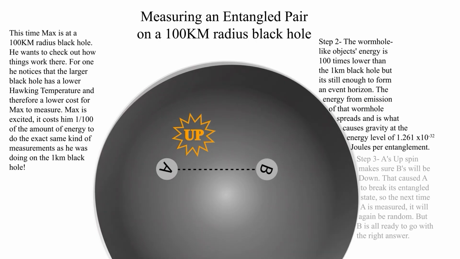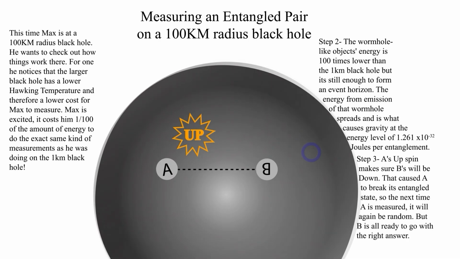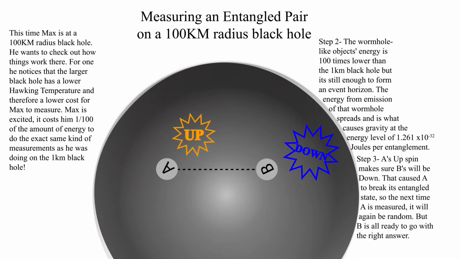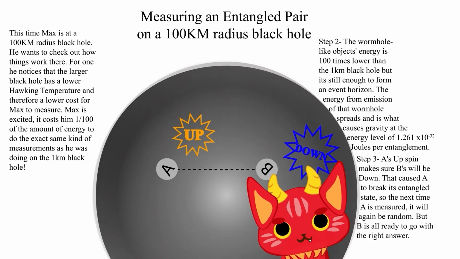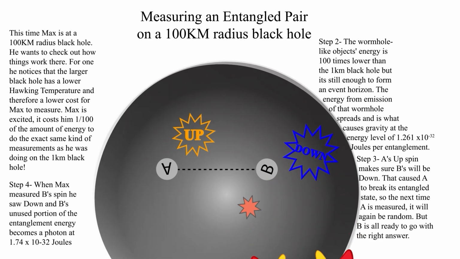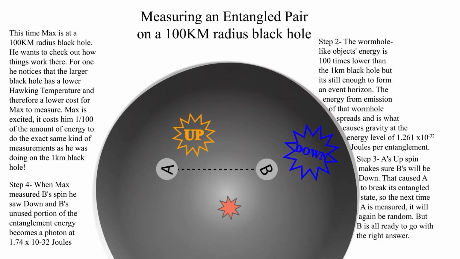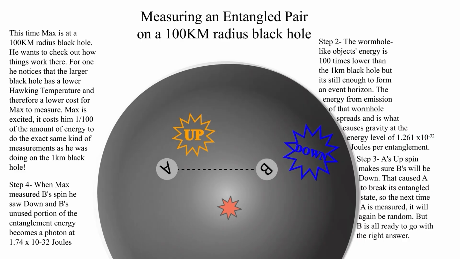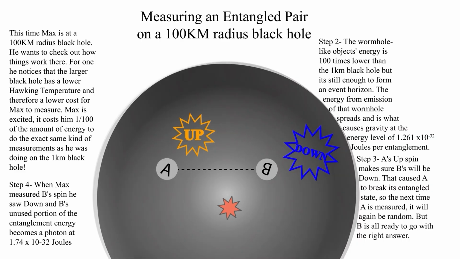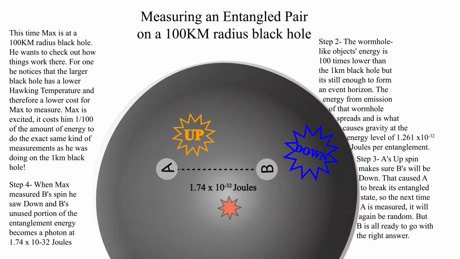Step 3. A's upspin makes sure B's will be down. That caused A to break its entangled state, so the next time A is measured, it will again be random, but B is all ready to go with the right answer. Step 4. When Max measured B's spin and saw down, B's unused portion of the entanglement energy becomes the Hawking photon at 1.74 times 10 to the negative 32 joules.